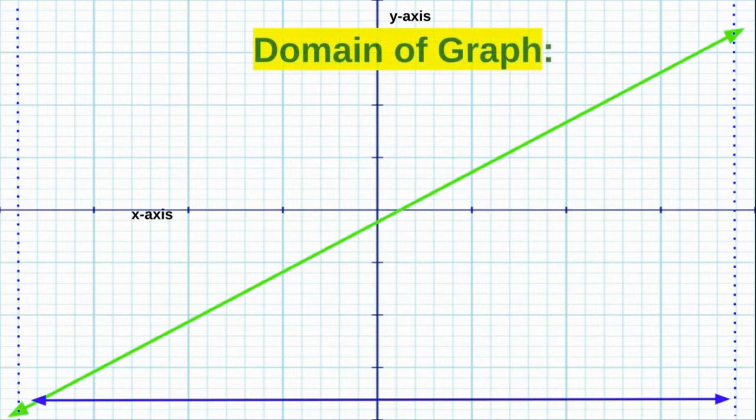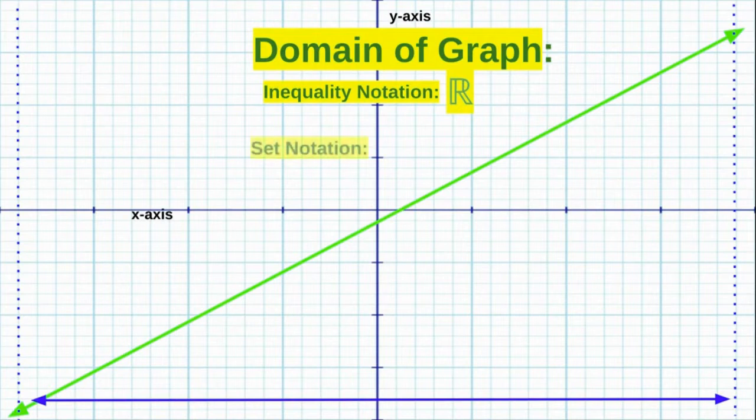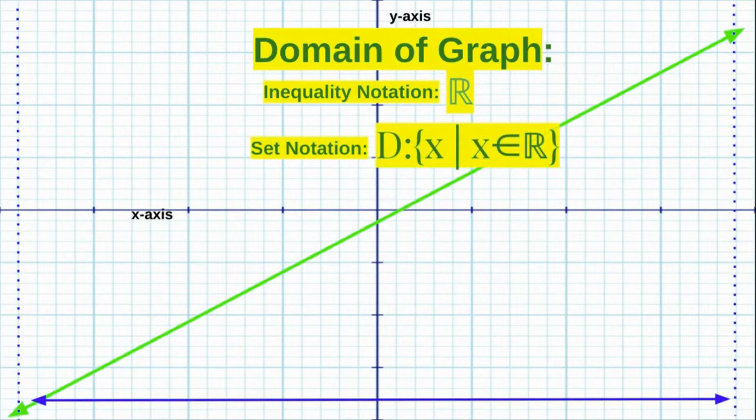So if I was going to say the domain of the graph in the different notations I've taught you, inequality notation would look like that with a big script R there because it's all real numbers. Set notation, of course, looks like that. And then interval notation looks like this. This is an example of a graph with a domain of all real numbers.